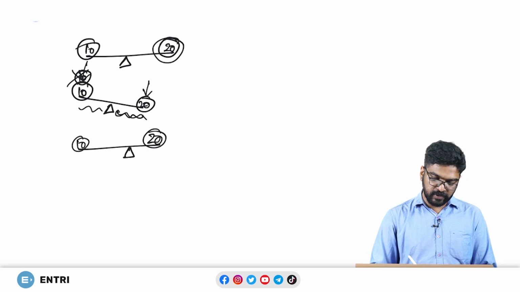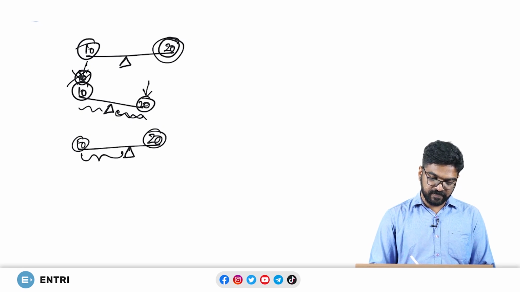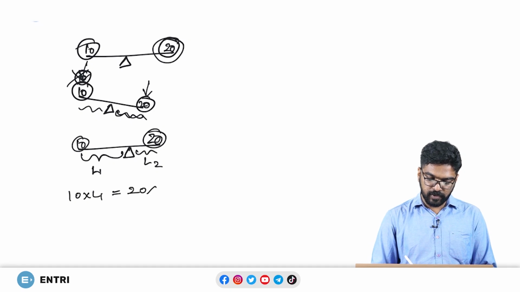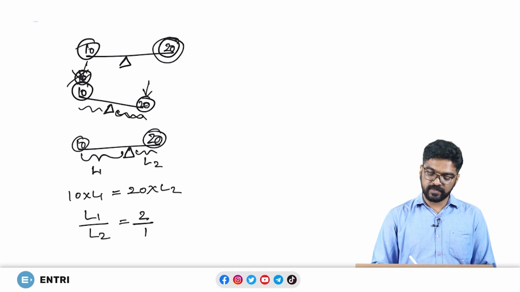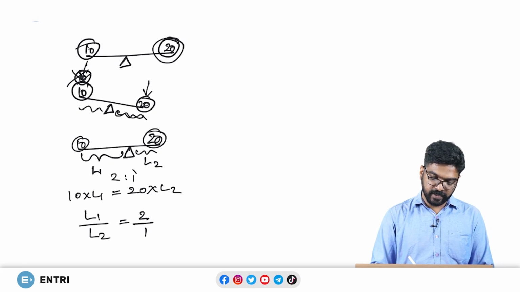So if I move this closer to this particular side, let me call this length L1 and this length L2. So according to the moment principle, 10 into L1 should be equal to 20 into L2, or L1 by L2 will be equal to 2:1. So I should move this pivot in such a way that these lengths are in the ratio 2:1.